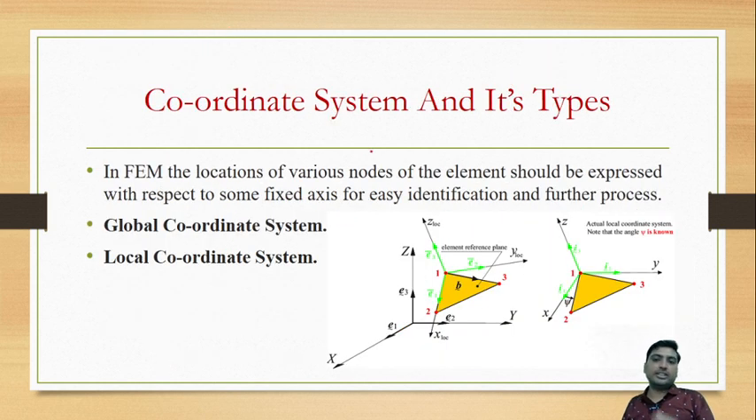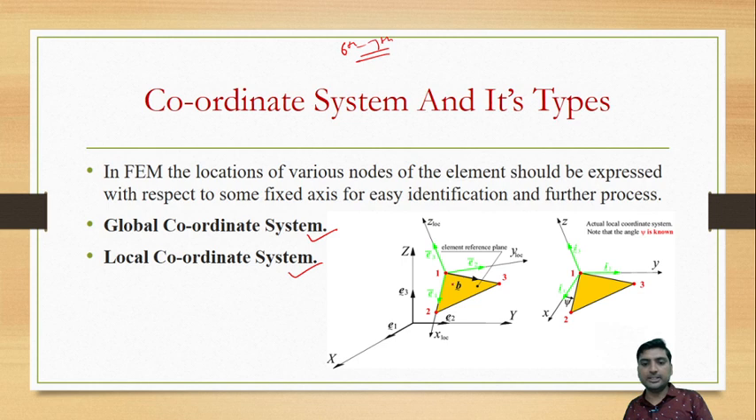Now coming to coordinate system and its type. You know the coordinate system; you have been studying it from a young age, from class 6th or 7th itself. Coming to this coordinate system, it is divided into two parts: global coordinate system and local coordinate system. Now what is the difference between the global and the local coordinate system?